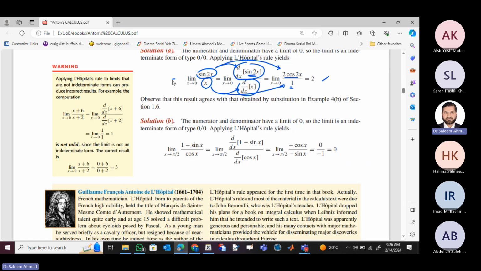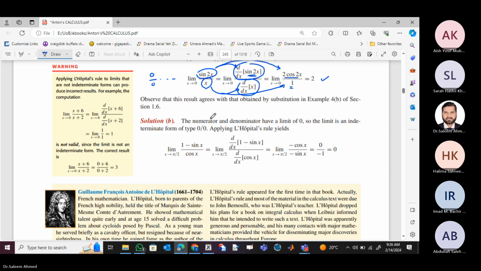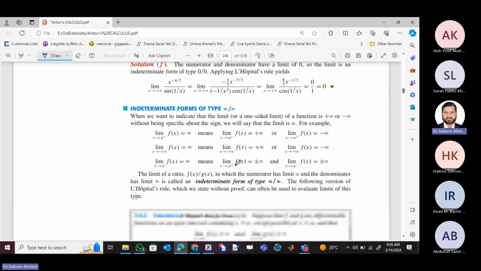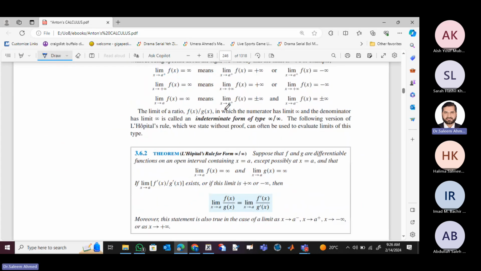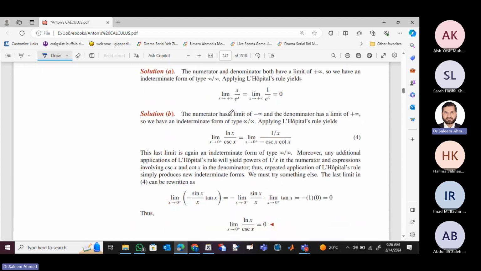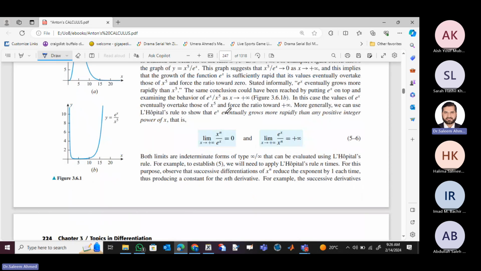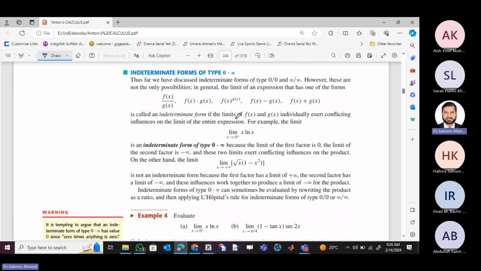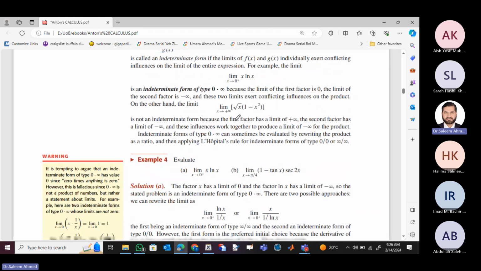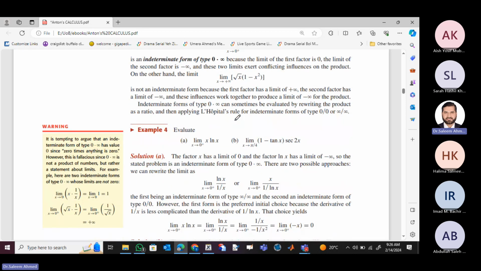Before that, it was 0 by 0 form. Sine 0 is 0 divided by x 0. It was 0 by 0, but once I use the L'Hopital rule, the answer is 2. So very simple, very straightforward rule. It is also used for infinity by infinity form. And there are other indeterminate forms as well. We can use it for that as well. But first we have to convert.